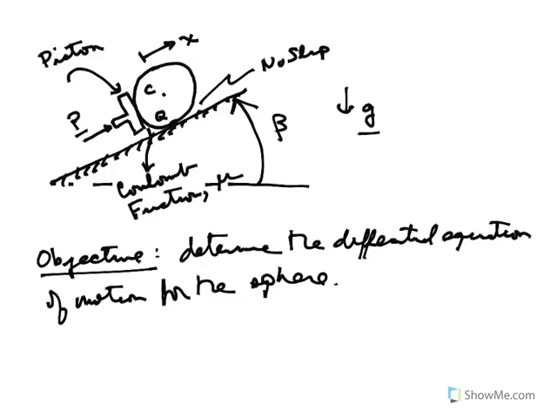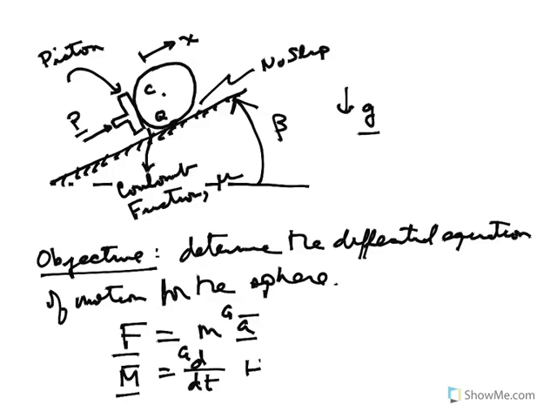So we know that the force applied to the sphere is equal to the mass times the acceleration of the center of mass of the sphere. We also know that the moment is equal to the rate of change in the ground of the angular momentum relative to the ground. So now we have to get all this information. In this case, we're going to have two coordinate systems, and I'm going to draw them using a bigger version of the sphere.